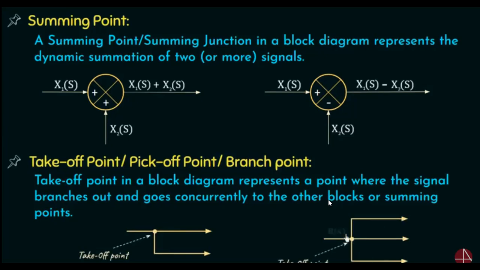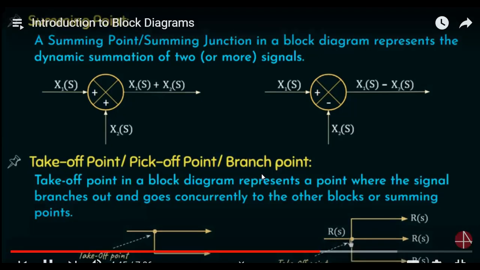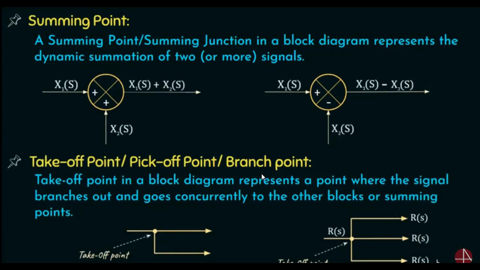If this signal is R of S, then we can distribute this signal with the help of this takeoff point among these three branches. So this is the basic use of a takeoff point in a block diagram. It distributes the signal from one branch into several other branches. In this way, we are done with the discussion on summing point and takeoff point. We will now move on to reduction of multiple subsystems.